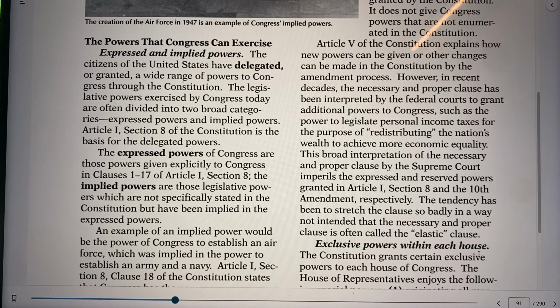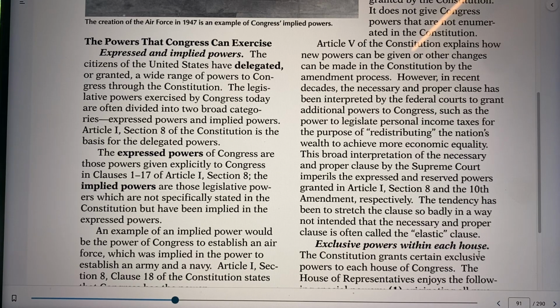And the next one, implied powers. Implied powers are those powers which are not specifically stated in the Constitution but have been implied from expressed powers. So it is implied that they have power, because they have power in one area, they should have power in another. So implied powers and expressed powers, these two are basically the powers that are delegated.